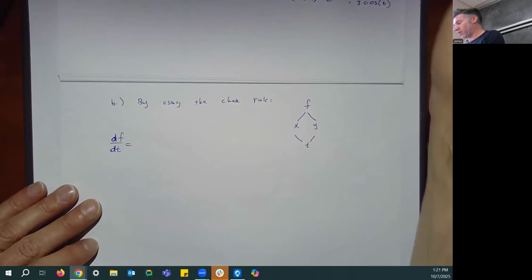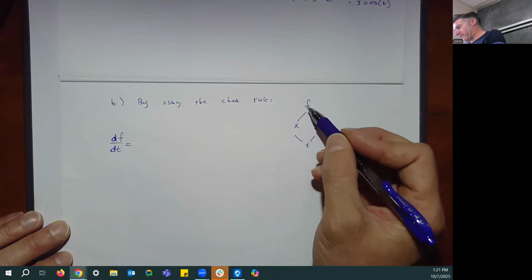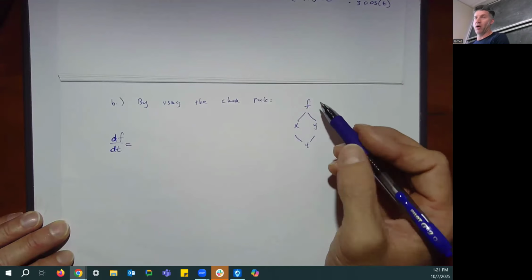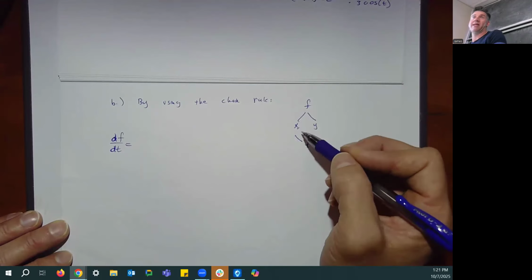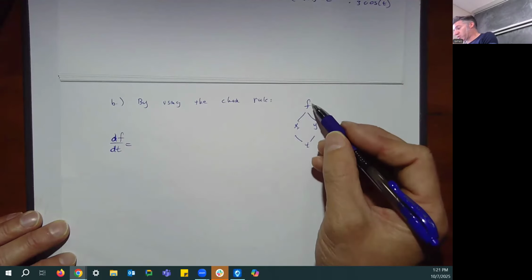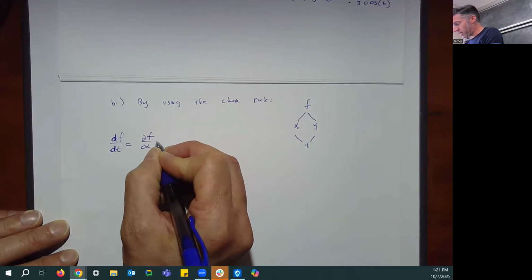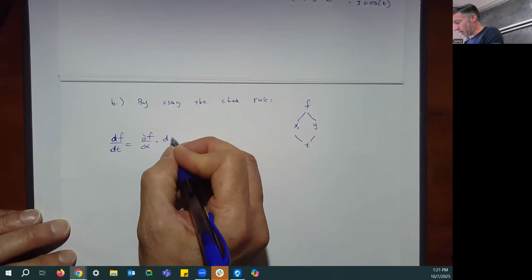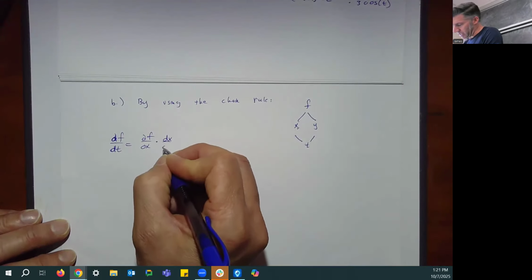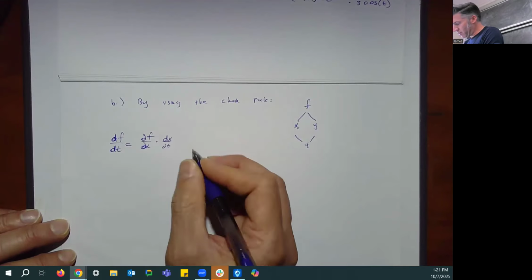I should say one more thing here. So the first path goes through x. So it's from f to x and from x to t. So whenever you go from f to x, the way you're going from f to x is by taking the derivative. So it's the partial derivative of f with respect to x multiplied by the derivative of x with respect to t. No, sorry, it's not partial, it's regular. It's a dx dt, not a del x del t. It's a del f del x though.